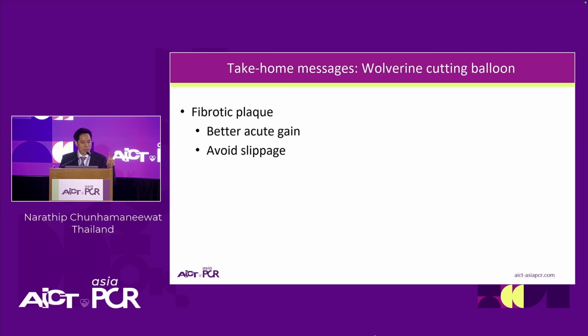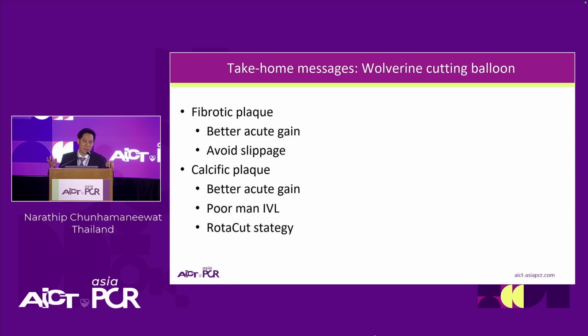I believe that in some fibrotic plaque, sometimes it is hard, sometimes it is tough. In that situation, with a cutting balloon, you get bigger gain compared with a regular balloon. And sometimes you see a lot of slippage in very tough plaque, so a cutting balloon would fix this problem. Also in calcific plaque, again, you get more luminal gain, more calcium fracture, and better stent expansion. And in Thailand, IVL is not available and it is very expensive. So a cutting balloon is a lot cheaper than IVL, and I think it is one of the good options to treat it.